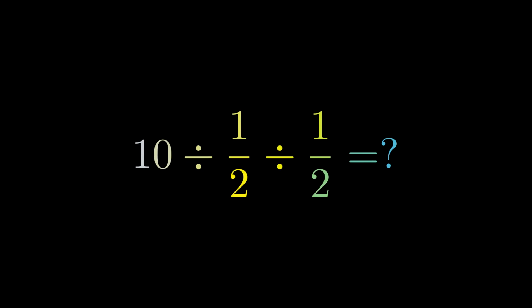10 divided by 1/2 divided by 1/2. Pause the video. What is your answer? 10? 40. This innocent-looking expression is a classic trap. Let's dissect why it creates such massive disagreement.